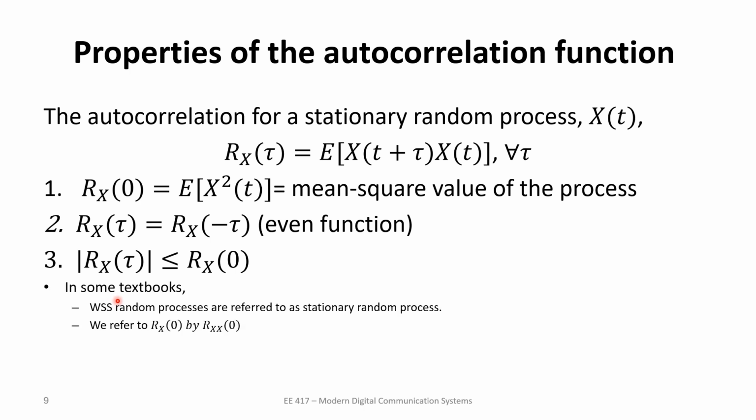I just want to highlight that in some books, wide-sense stationary random processes are referred to as a stationary random process without distinction. We sometimes refer to the autocorrelation as R sub XX, which is the more detailed expression, because we are comparing X with itself. That's auto. When we say auto, we are comparing things with itself. But to be short in notation, sometimes we just write R_X, which means R_XX.